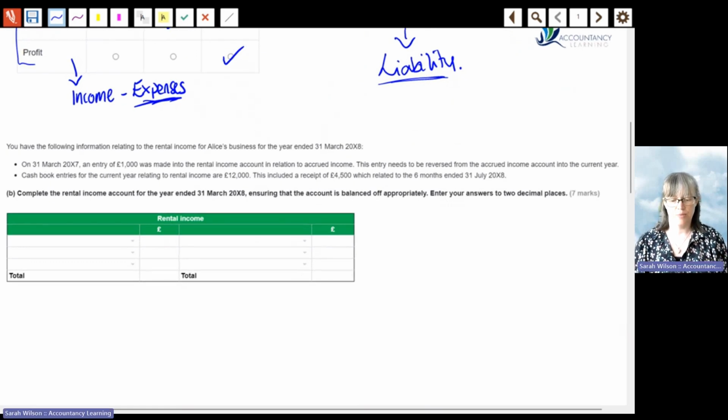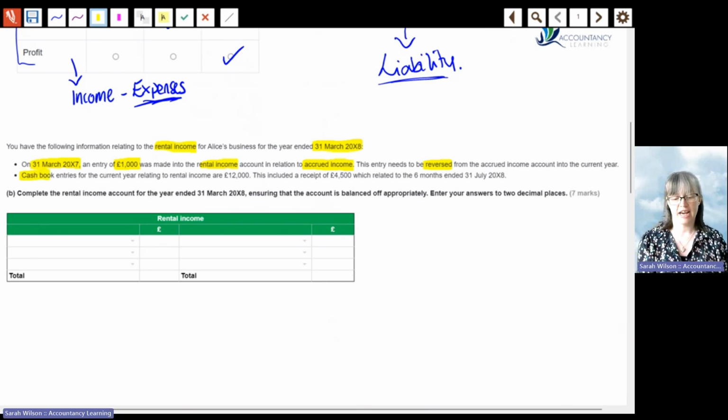Moving on to the next question then, we are given some information regarding the rental income account for Alice's business at that same year end, 31st of March 20x8. We're told that on the 31st of March 20x7, so the previous financial year, an entry of £1,000 was made into the rental income account for accrued income. And then we're told the entry needs to be reversed from the accrued income account into the current year.